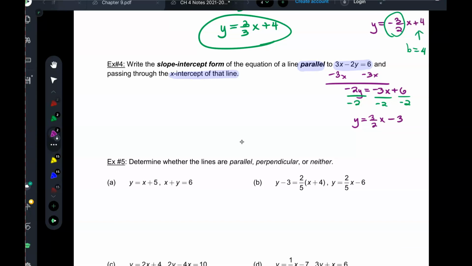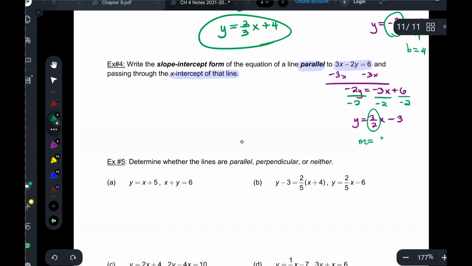Now, we want this to be parallel, so I need to use that same slope, don't I? Right, remember, parallel means the same slope. Wait, is that -3/2? It's positive because I had a -3 divided by -2, and a negative over a negative makes a positive. So y equals 3/2 x, and then the b. Okay, how do I find b? Well, it says we're using the x-intercept of this line.